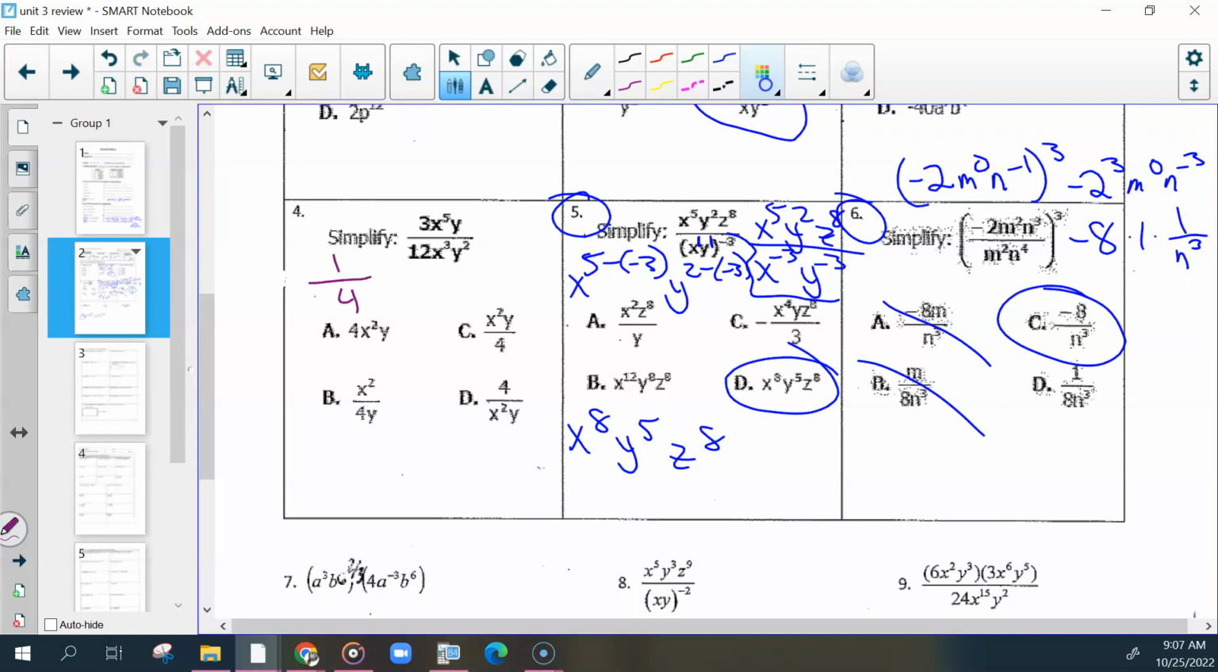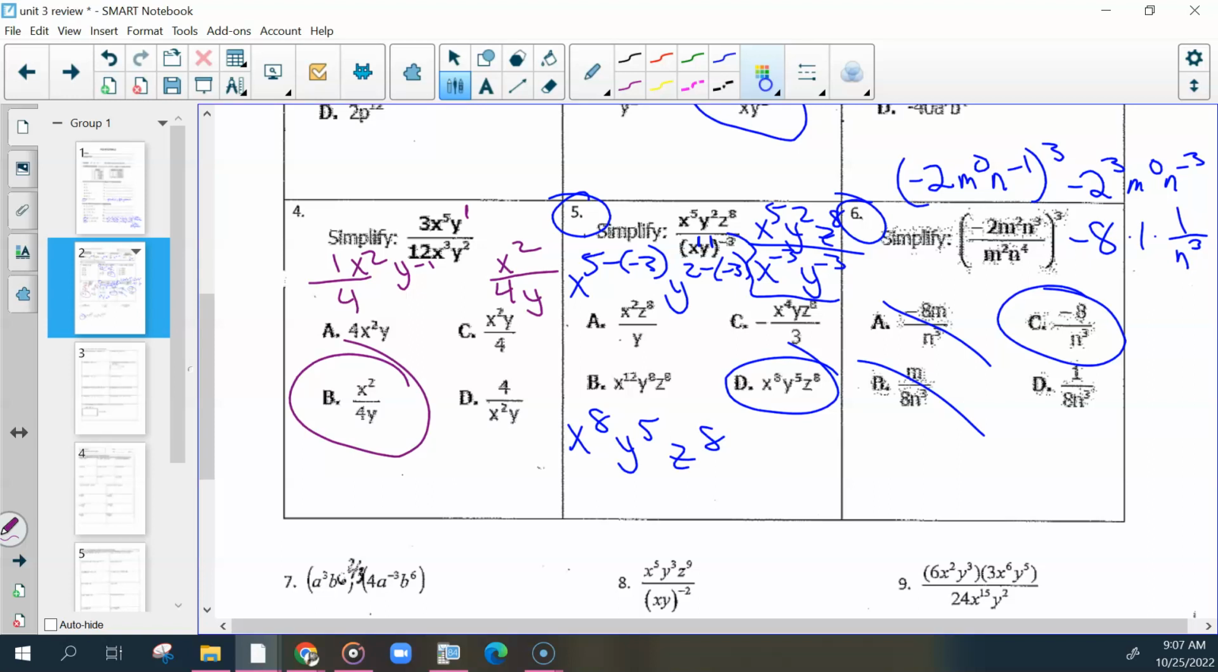And then we're subtracting our exponent. So 5 minus 3, 1 minus 2. So the y is going to get moved to the denominator. X squared is going to stay in your numerator. So B.